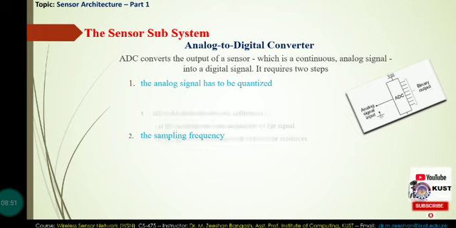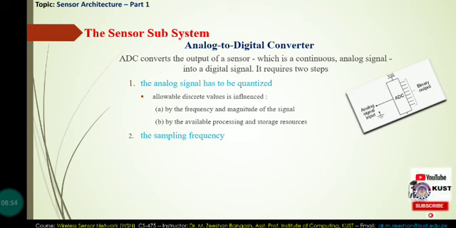However, when we are concerned about the analog signal that needs to be quantized, this quantization is influenced by two factors. The first factor is the frequency and the magnitude of that signal. And the second factor is the availability of processing and storage resources, which is a very important factor in wireless sensor networks.